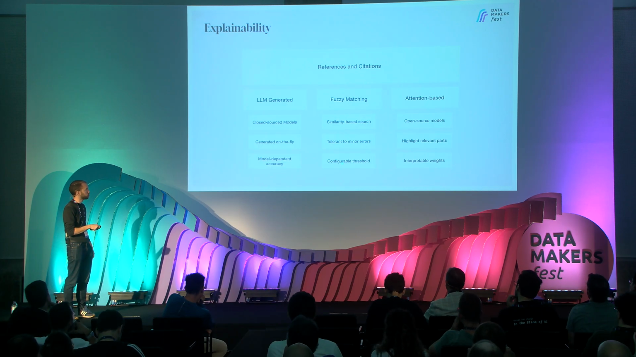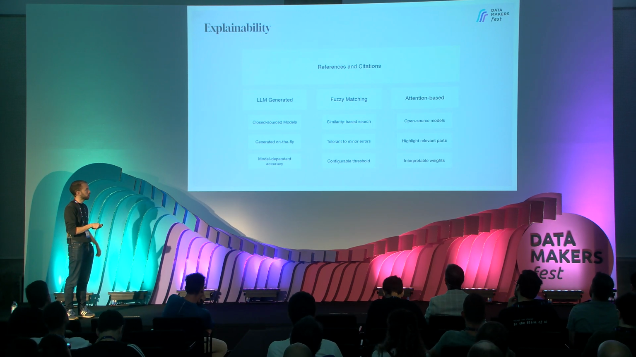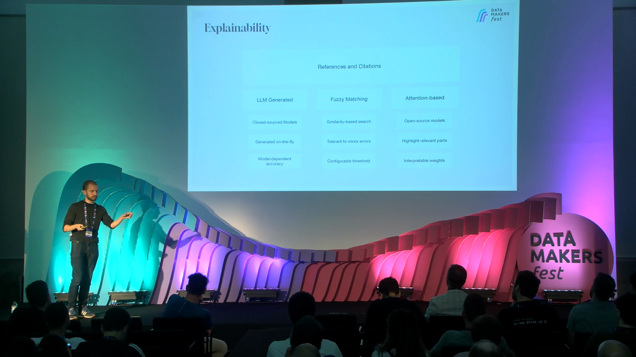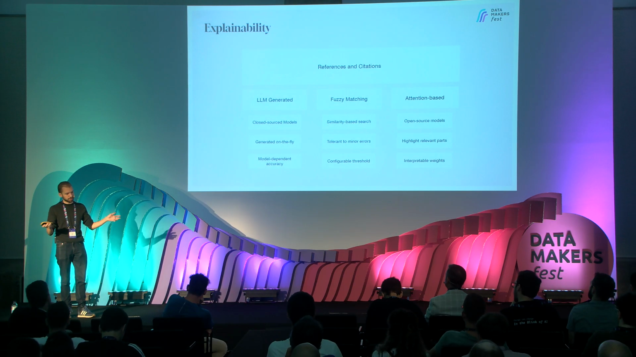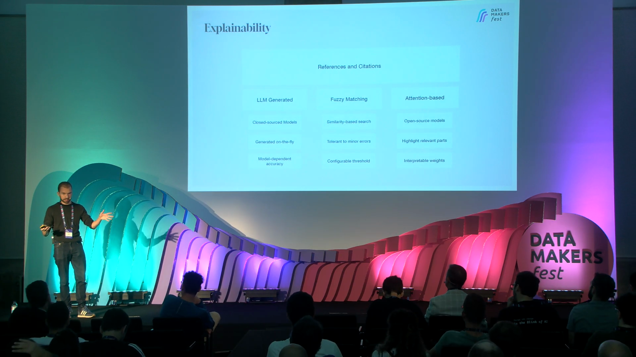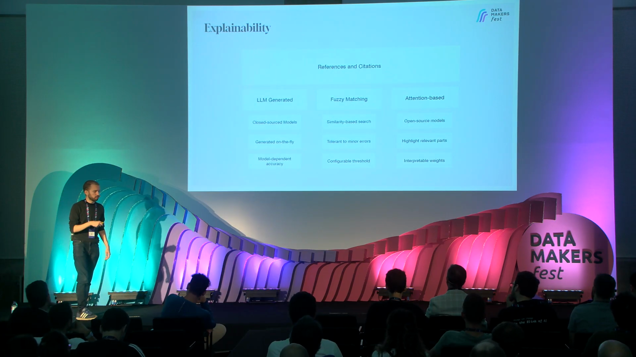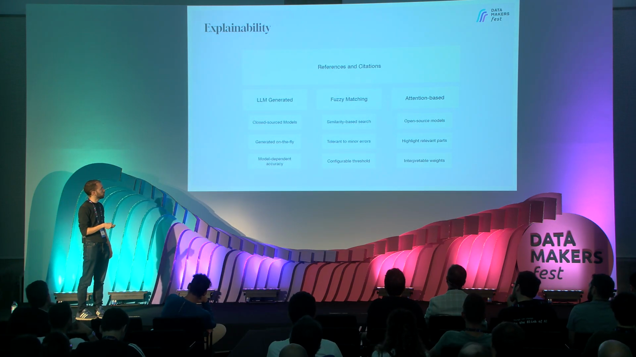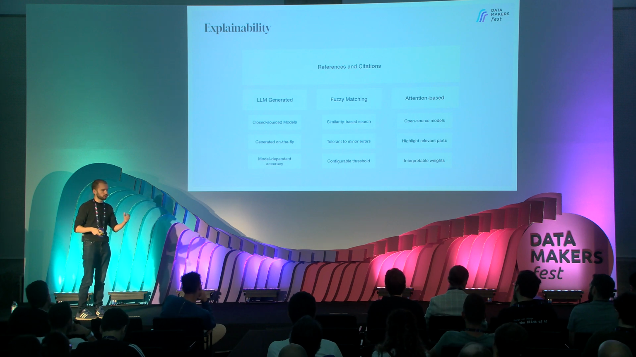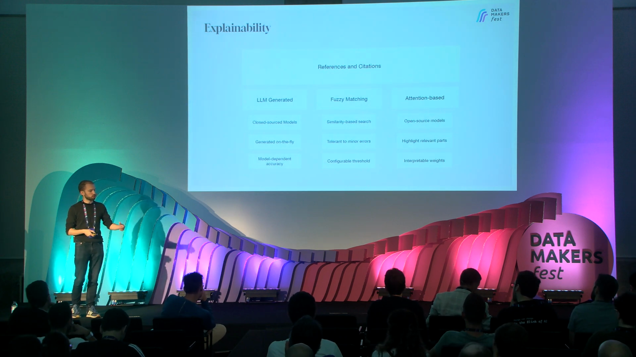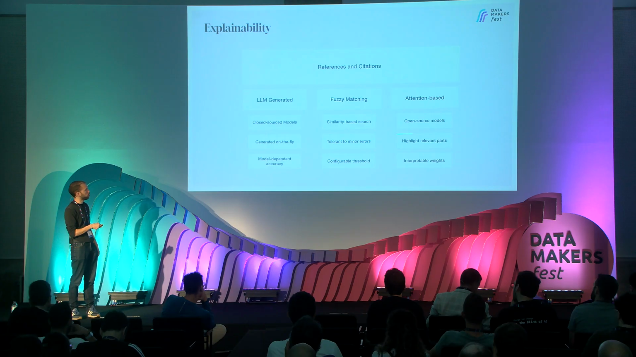So the threshold is configurable, but it's tolerant to minor errors. But if you use part of the sentence and then you start paraphrasing it, this will completely fail. And if you are using an open source model, you can do attention-based. So basically, you create a metric based on the attention weight of the open source models that you can highlight the tokens that were used to generate that part of the answer.